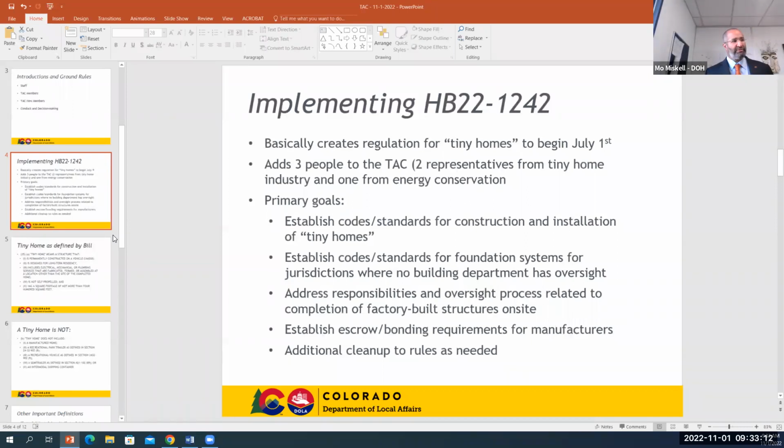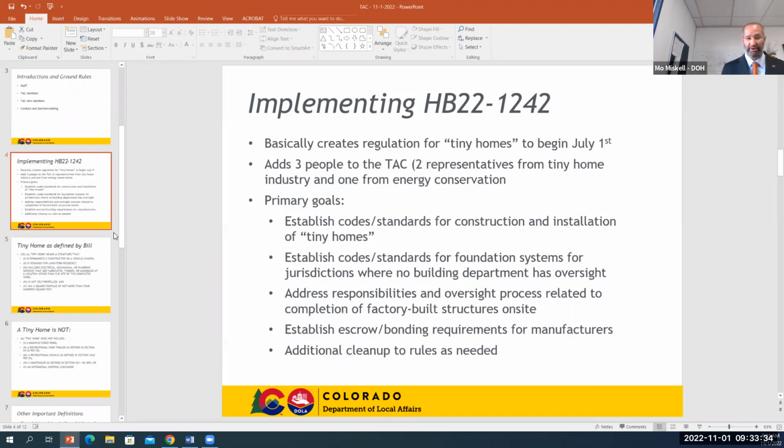All right, so we've got several. The bill is quite extensive. In addition to establishing the regulation of tiny homes in Colorado and defining it, etc., it also identifies some other areas to be addressed. The other one is foundation systems.